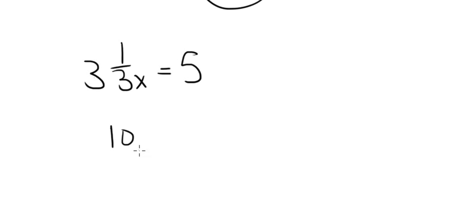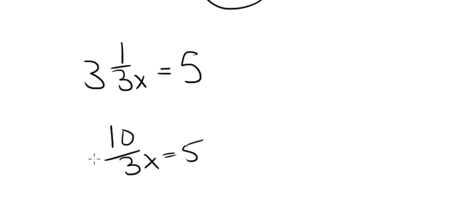Look at this one here. Let's take 3 1/3 x equals 5. Same thing. I can divide this by 3 1/3, but then I have to divide this by 3 1/3. Don't really want to do that. So let me put this into an improper fraction first. 3 times 3 is 9, plus 1 is 10. So I have 10/3 x equals 5.